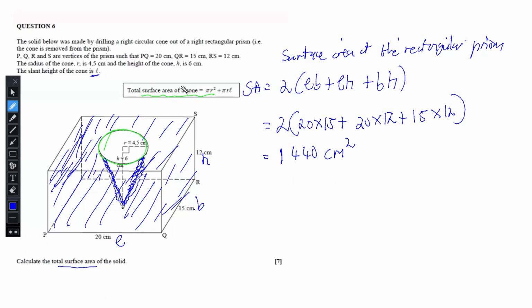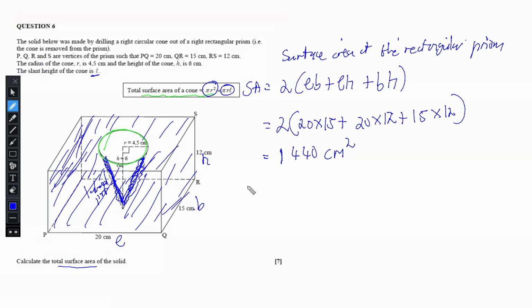But the total surface area of the cone is this. Let's break it down to the circle and also this part here, right? So this part here, we'll call it the lateral part. So let's break it down to that.